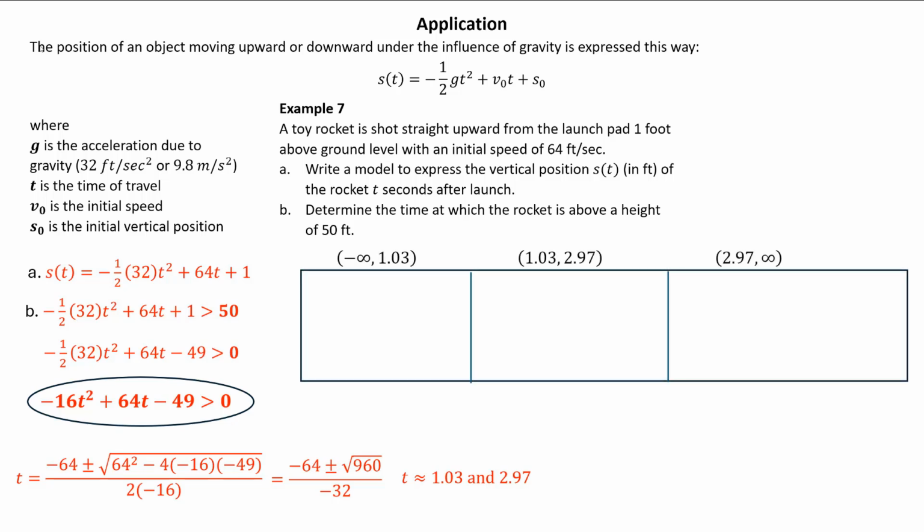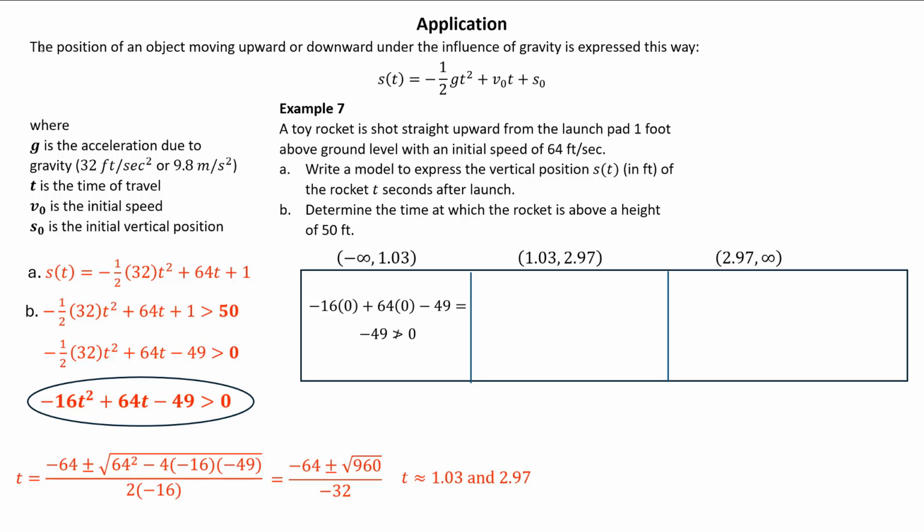So we're going to go from negative infinity up to 1.03. We're going to go from 1.03 up to 2.97, and we're going to go up from 2.97 to infinity. All right, so for that first interval, we're just going to check a t value and put it into the function we have right there, negative 16t squared plus 64t minus 49. So we'll pick 0 because it's in the interval and it's easy. So negative 16 times 0 plus 64 times 0 minus 49 is negative 49, and that is not greater than 0. So this interval is not a place where this function is greater than 0.